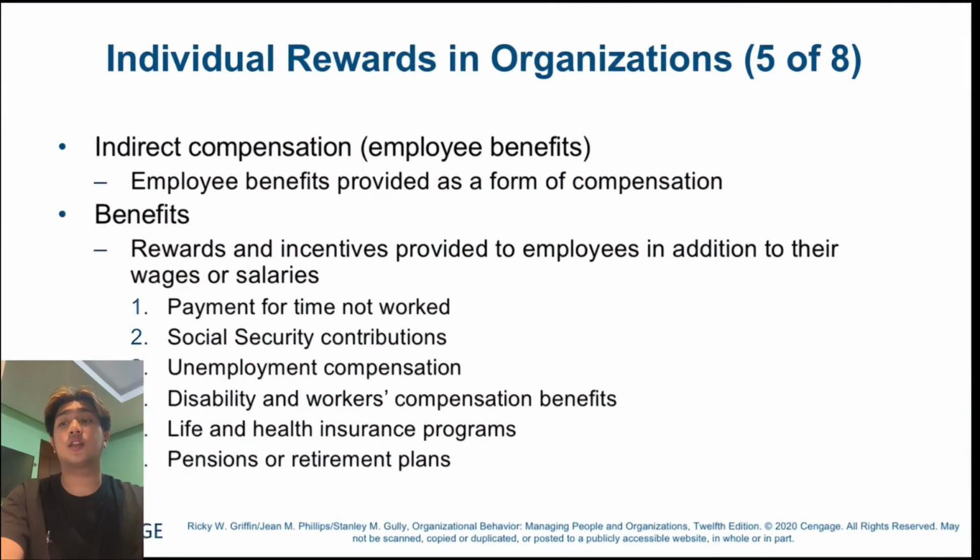And another one is indirect compensation, or in other terms, employee benefits. Employee benefit is provided as a form of compensation. Benefit means reward or incentives provided to employees in addition to their wages or salaries. These are payment for time not worked, social security contributions, unemployment compensation, disability and workers' compensation benefits, life and health insurance programs, and lastly, pension or retirement plans.